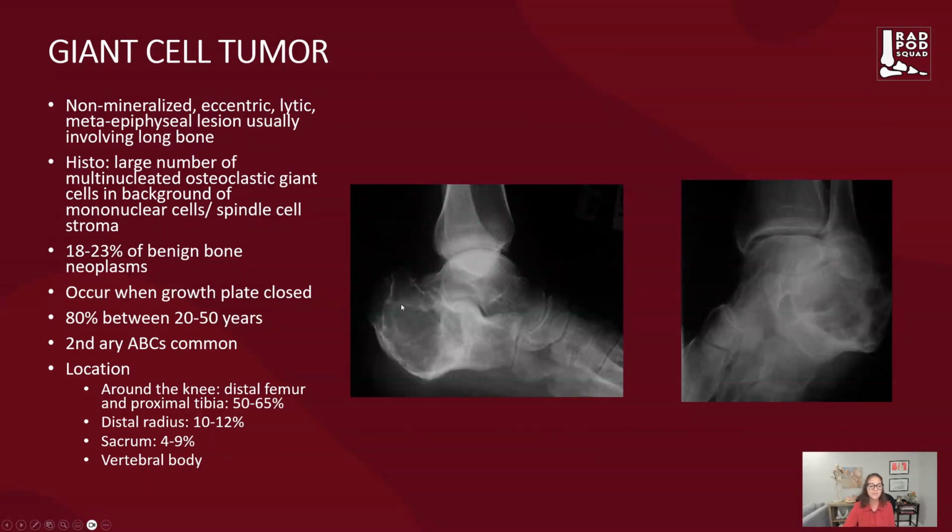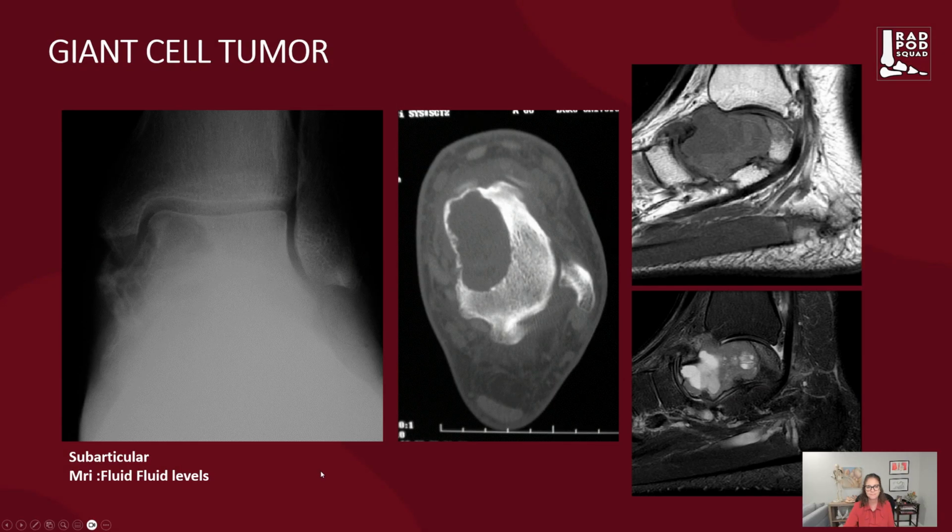The location is most commonly around the knee, as in most lesions, 50 to 60%. When they're at the distal radius, 10 to 12%, these are more aggressive, malignant types. And of course, in the sacrum and vertebral body, these lesions have been known to occur. Giant cell tumors in the ankle, we can see they, again, masquerade or run around with aneurysmal bone cysts. So if we see an ABC, we want to make sure to histologically evaluate that lesion to make sure that we're not missing an underlying giant cell tumor.